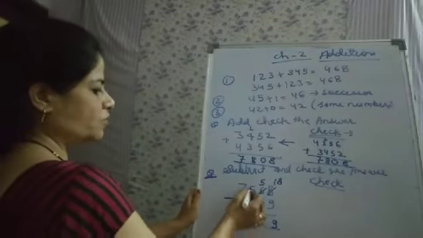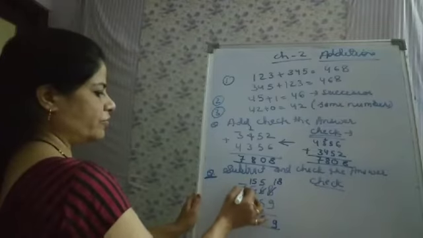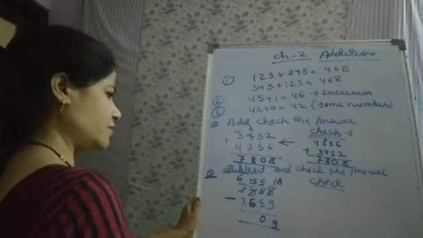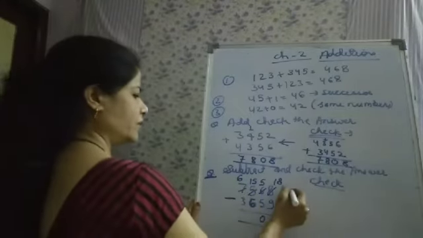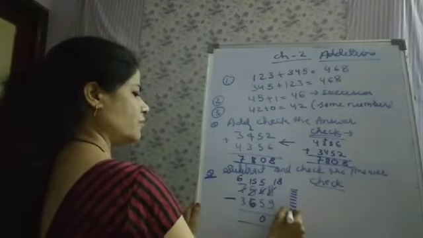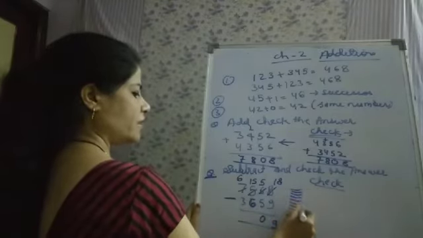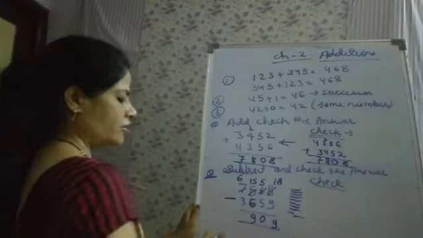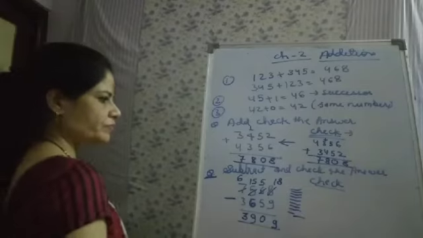Can you subtract 6 from 5? No. So you have to borrow from 7. So this 5 will be 15 and 7 will be 6. Now 15 minus 6. So after 6 you have to count up to 15. 7, 8, 9, 10, 11, 12, 13, 14, 15. 1, 2, 3, 4, 5, 6, 7, 8, 9. Okay. What are you getting here? 9. 6 minus 3 will be 3.